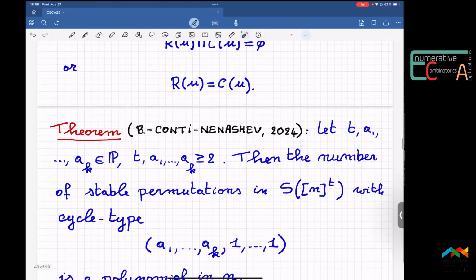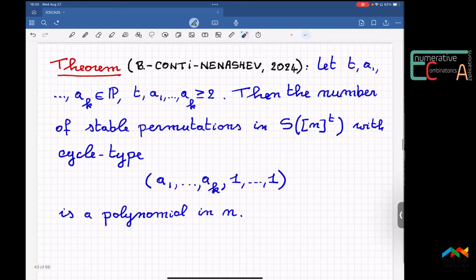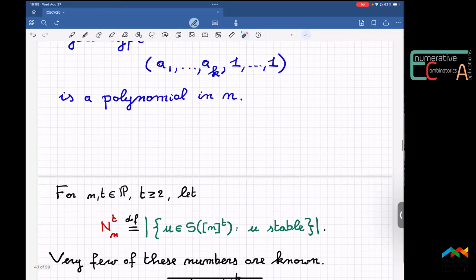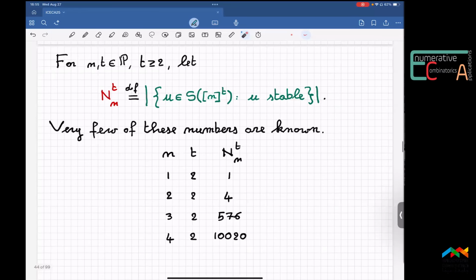So here's one more result that I want to mention. Fix some integers t, a1 up to ak greater or equal to 2. Then the number of stable permutations, and here we have a general t, with this cycle type is a polynomial in n. So you fix the cycle type and a general t, and it's a polynomial. So we are talking about numbers.